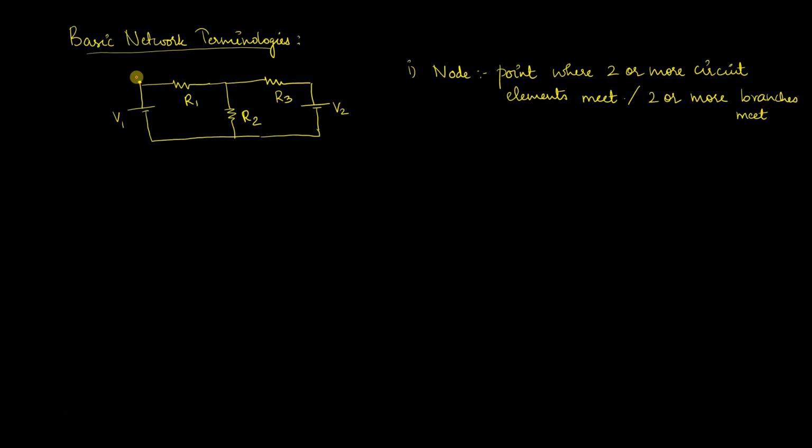Let me just mark the nodes that are available. So this is my first node, second node, and I have the third node, which is between R3 and V2, and the below one will be the fourth node. So I have highlighted my nodes. In total I will be having 4 nodes in this particular case.